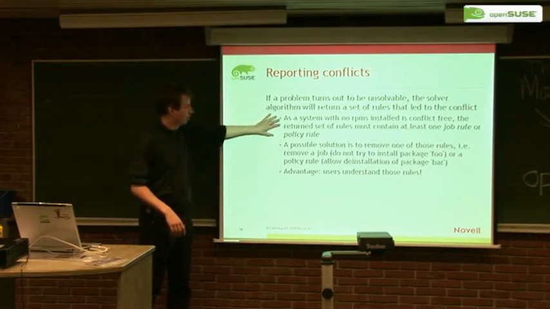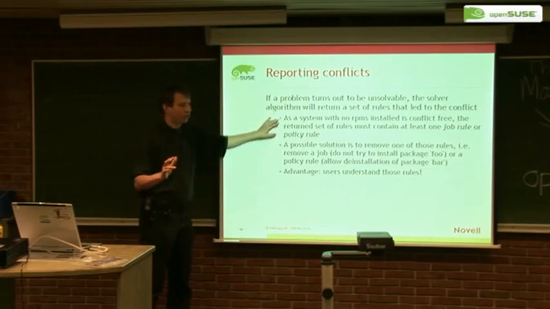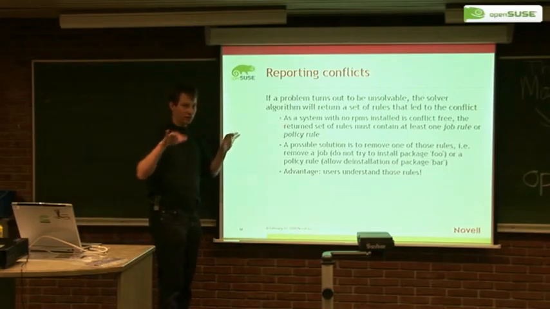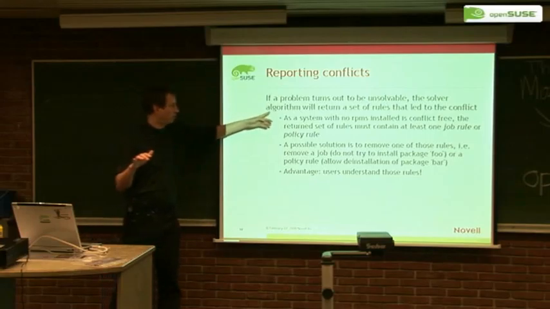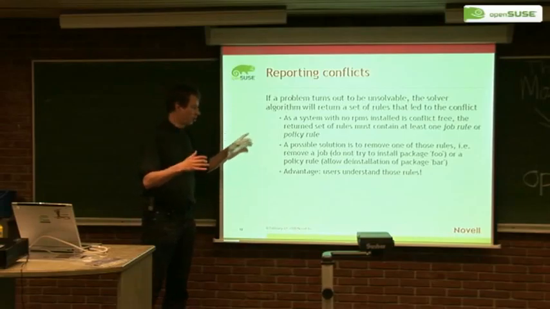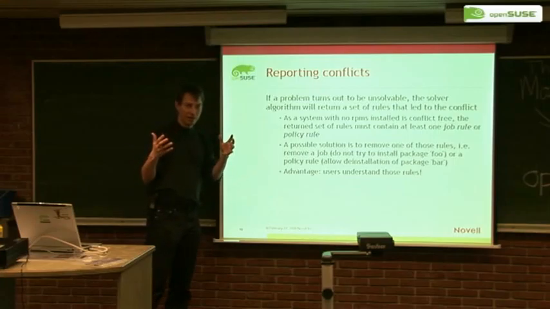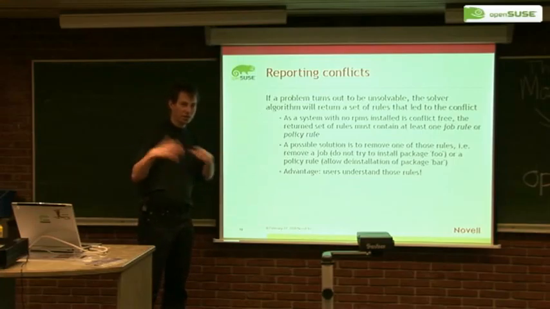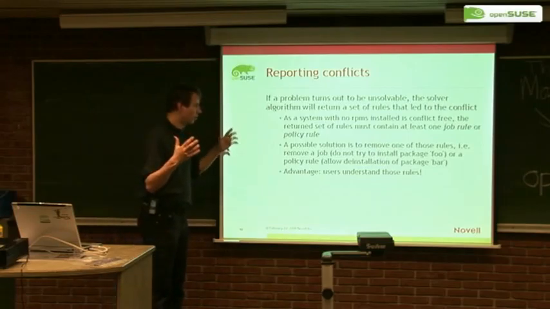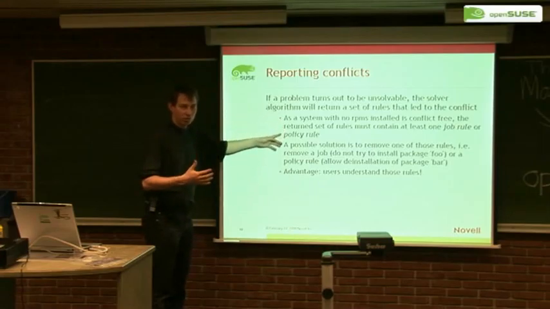And furthermore, I get from the algorithm all the rules involved in why it's not solvable, well, in the contradiction. If I now break any one of those rules, the conflict is gone, and the system may be solvable again. So the suggested solution is just do away with any one of those rules.